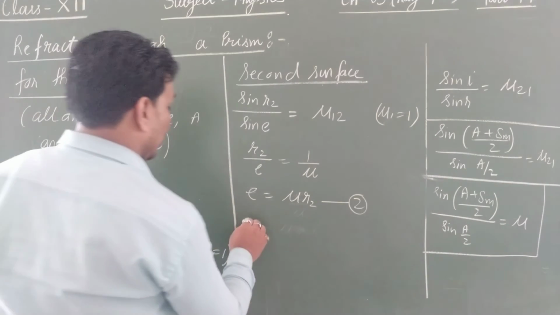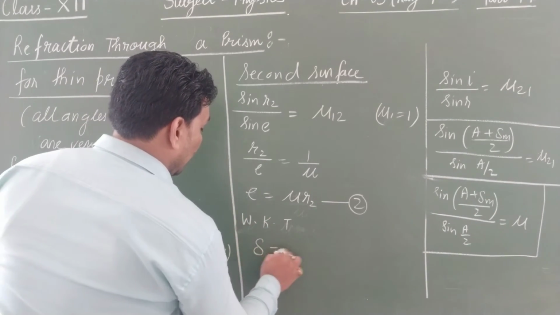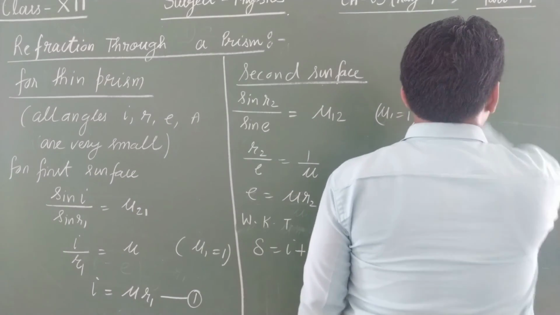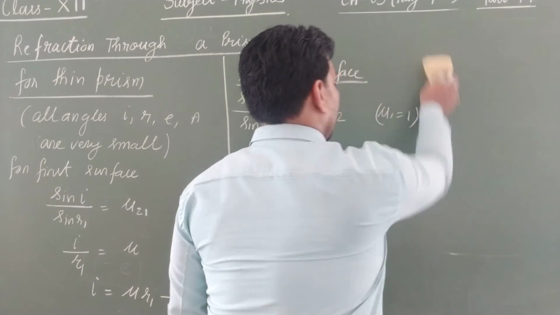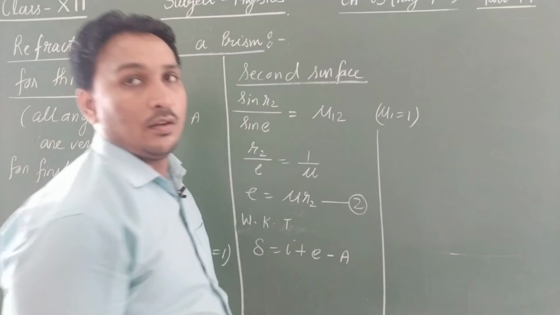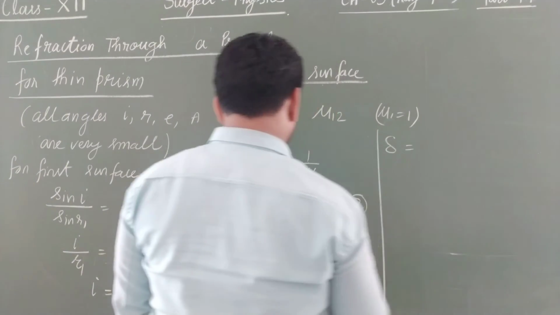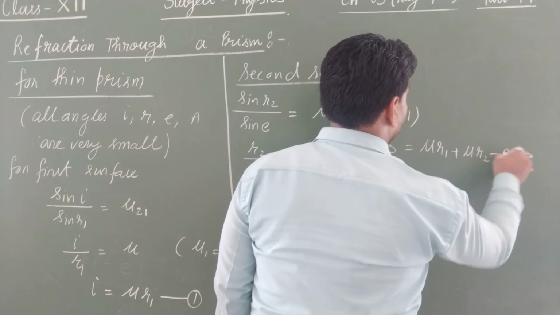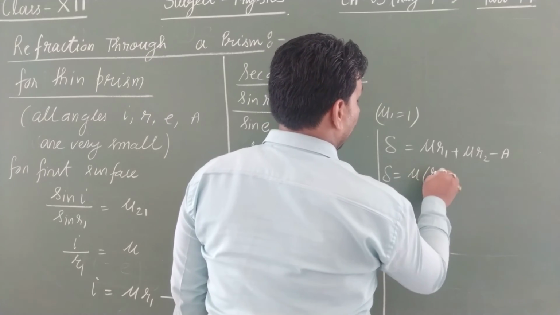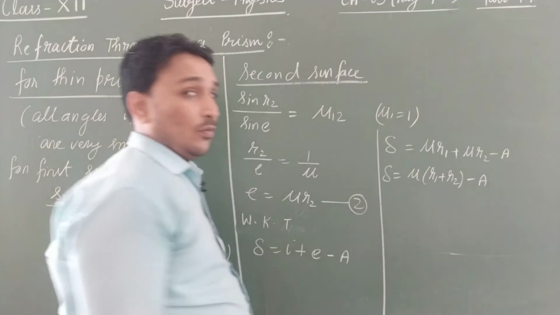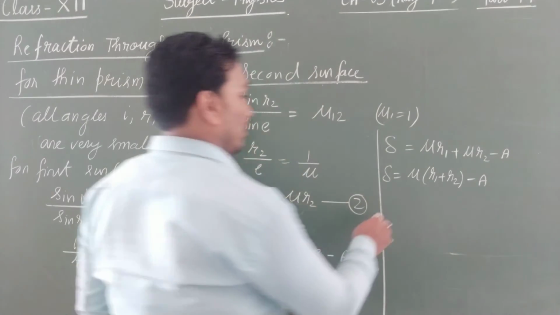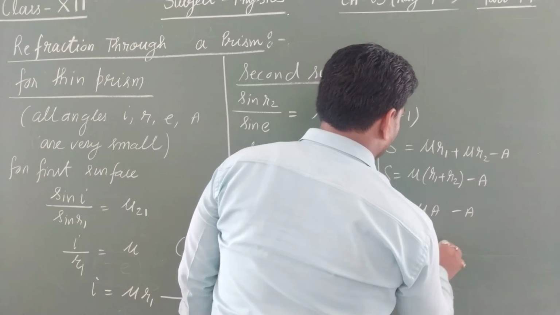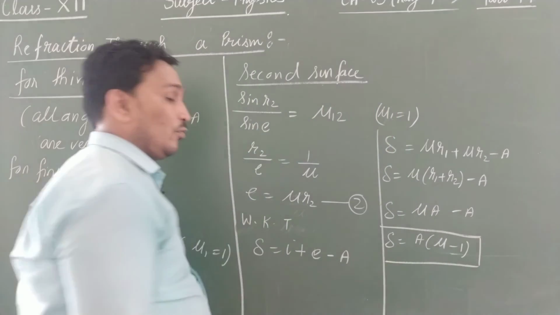Now for all prisms, one relation is valid, and that relation is delta is equal to I plus E minus A. If we put the values of I and E over here, delta is equal to mu r1 plus mu r2 minus A. If we take mu common, we have mu times r1 plus r2 minus A. Now r1 plus r2 was equal to A. So we can write delta is equal to mu A minus A. If I take A common, in the bracket we have mu minus 1. So this is the angle of deviation produced by a thin prism.